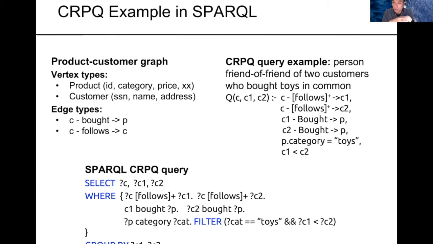In the query, it consists of two regular paths. The first one is C follows plus C1, and C follows plus C2, and C1 bought product P, and C2 also bought product P, and P has category toys, and C1 is not equal to C2 because you are looking for different customers, right?